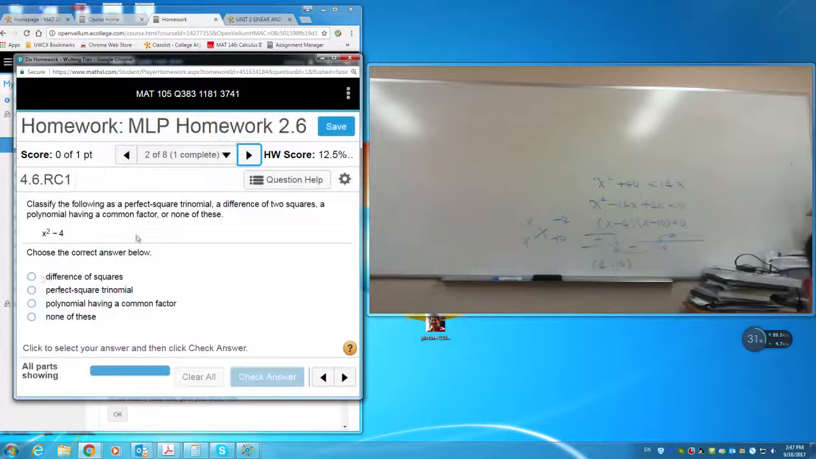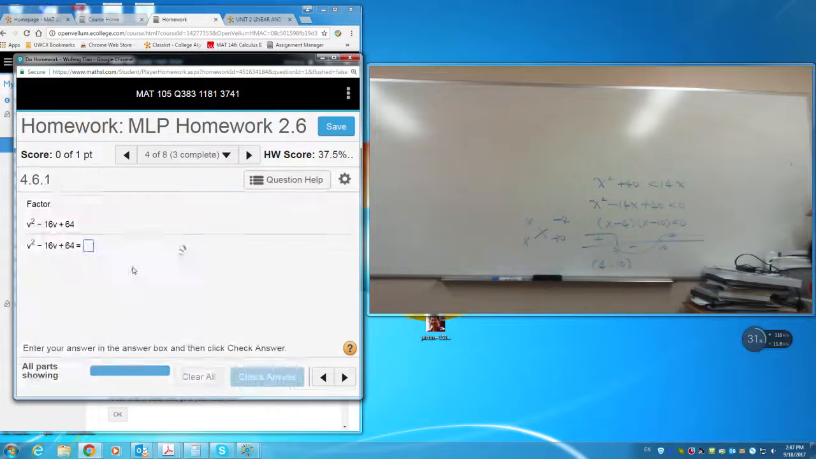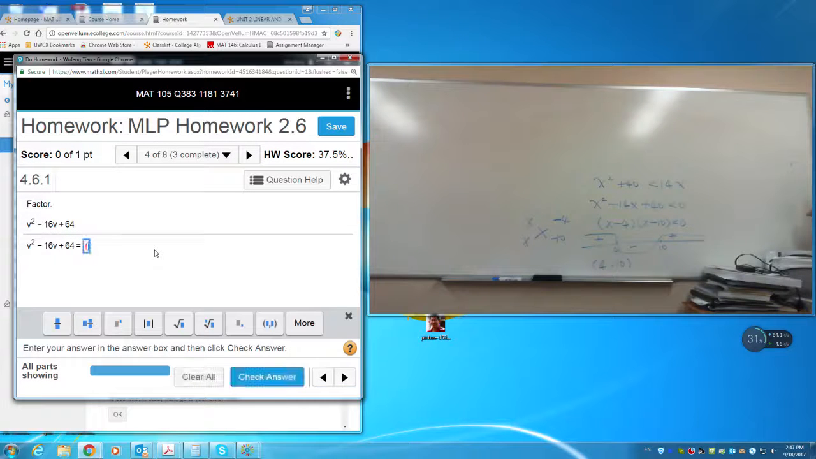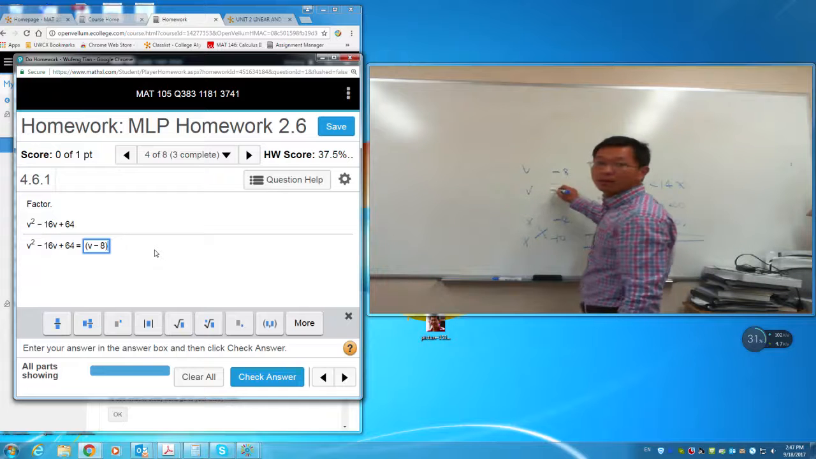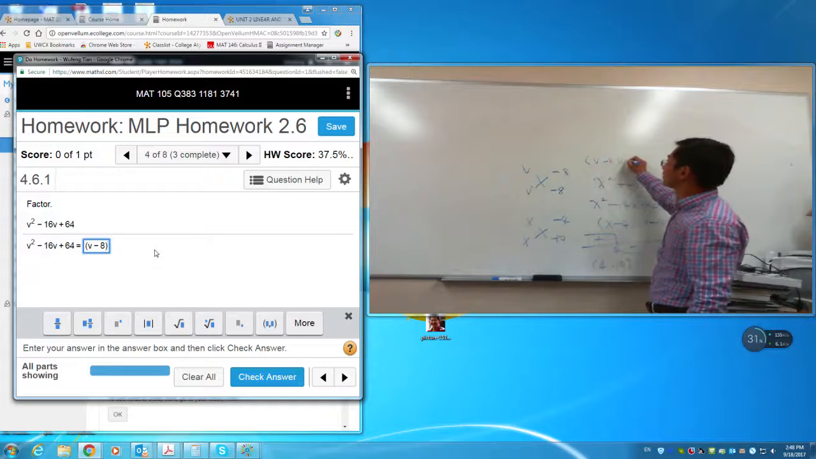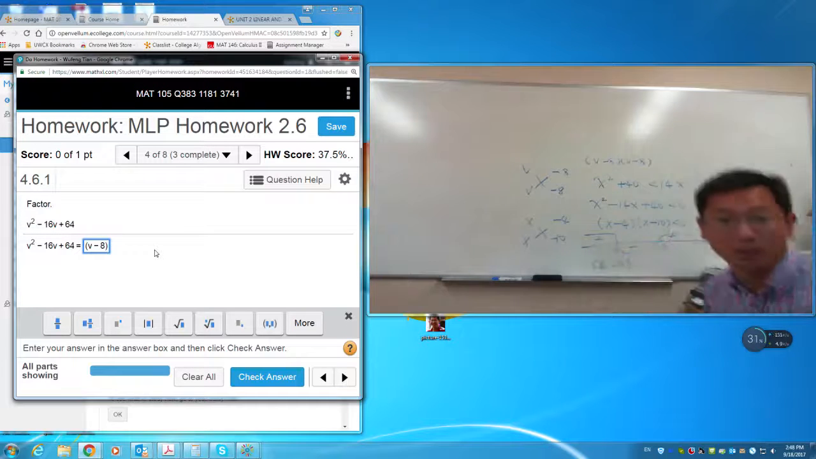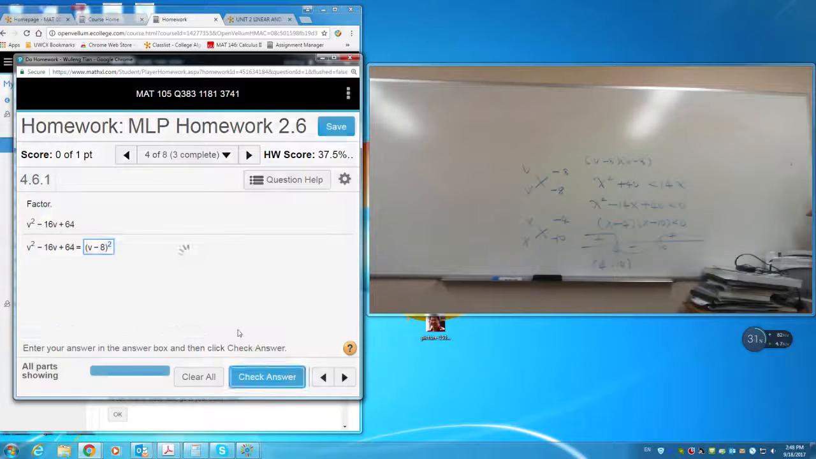Okay, next one. Difference of squares. This is a complete square, a perfect square. Your factor is v minus 8 times v minus 8. You can use the way I showed you here. You can do v, minus 8, minus 8. Cross multiply gives you negative 16, so it's v minus 8 times v minus 8, which is v minus 8 squared.